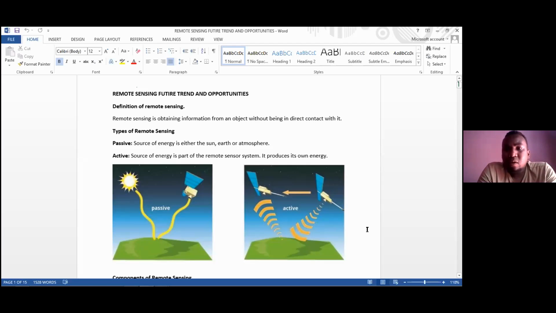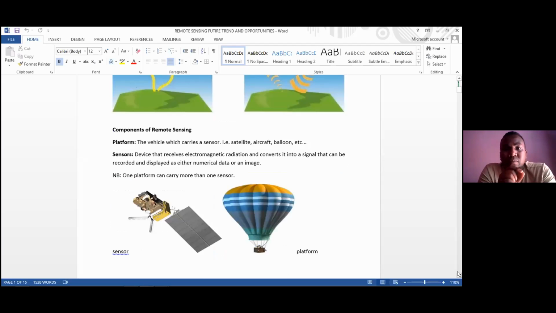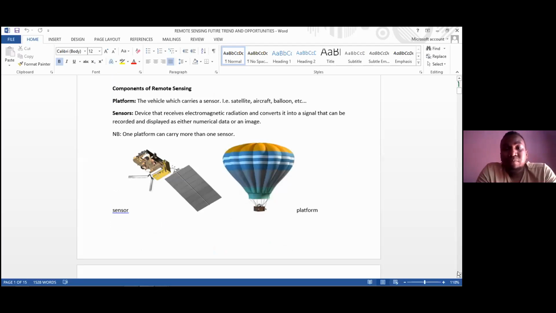And then from there, we're going to look at what we call the components of remote sensing, which is also very important because you need to understand what comprises this remote sensing system. Remote sensing comprises two components, where one is the platform and the other one is the sensor. And what is a platform? A platform is the vehicle that carries the sensor. For example, a satellite, an aircraft, a hot air balloon. For instance, I've demonstrated here, this is a hot air balloon.